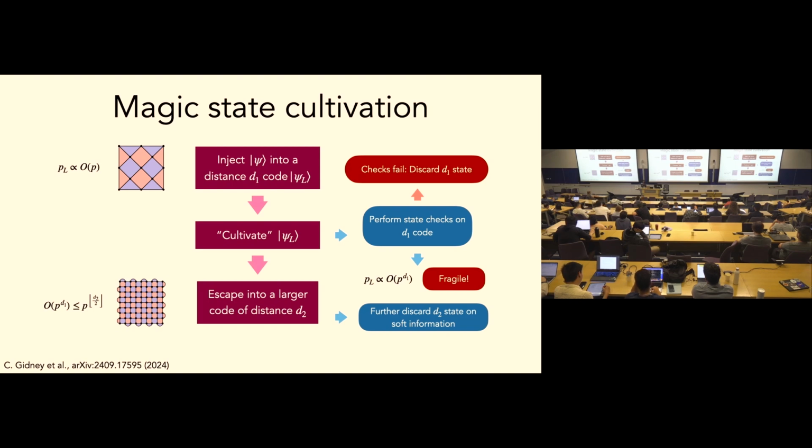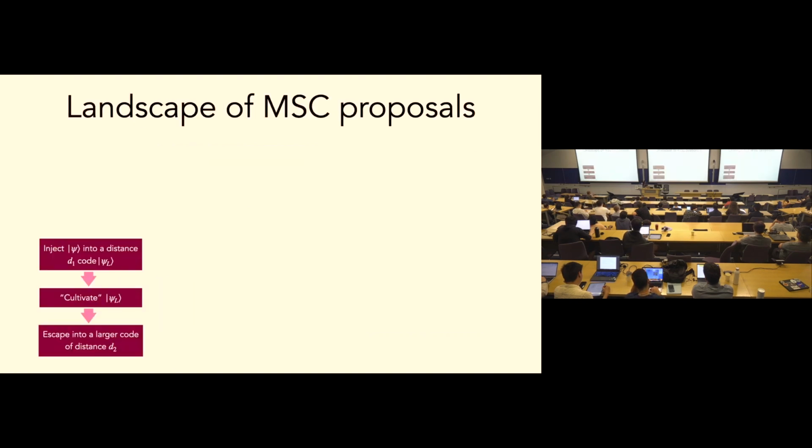So this is the basic outline of magic state cultivation. And I'll give a brief overview of the results that people have obtained so far and put our work in context.